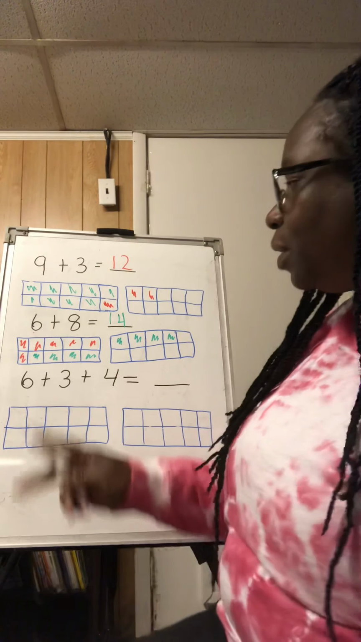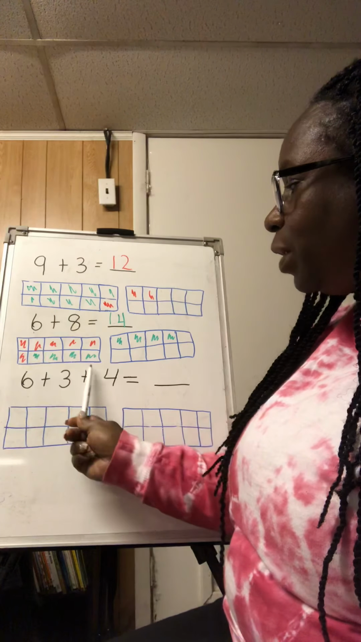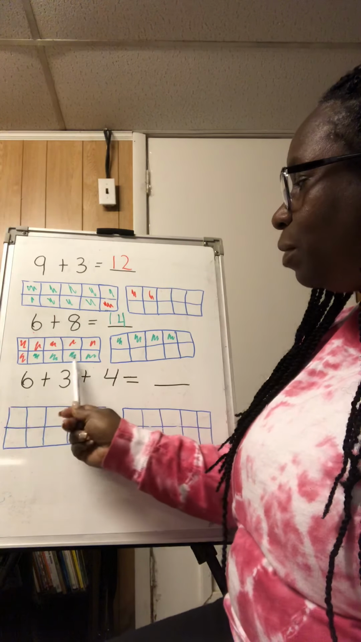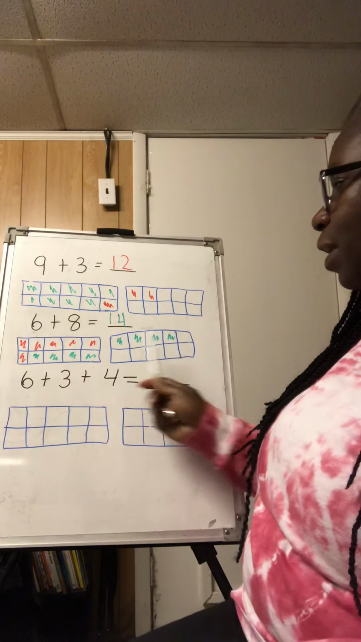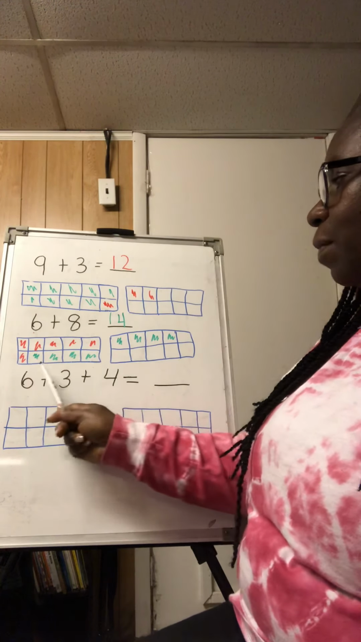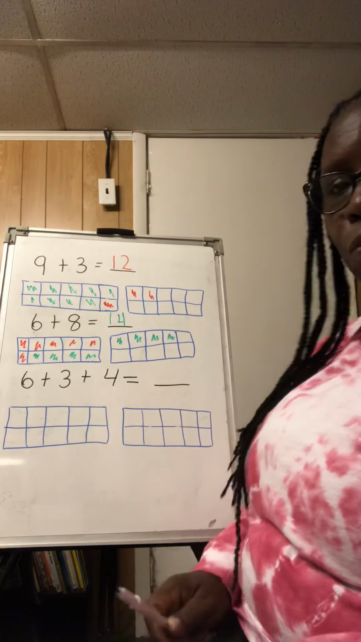Okay? So we took our 6, put our 6 in. How many we had to finish filling in our 10 frame? 1, 2, 3, 4. And then we counted off 4, 5, 6, 7, 8, which gave us our 8. And we have 1 ten and 4 ones.